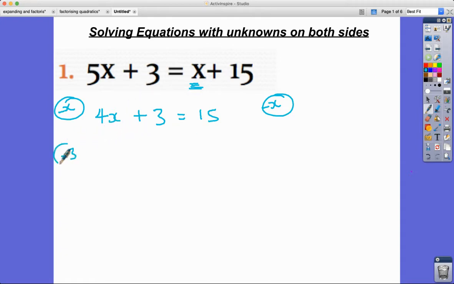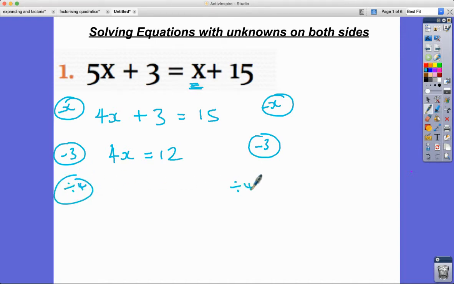The next thing I'm going to do is subtract 3 from both sides. So I get 4x equals 12 in this case, and then divide by 4 to get my final answer of 3. And we can always, of course, substitute it back in. So 3 times 5, add 3 is 18, and 3 plus 15 is 18. So it works, we're correct.